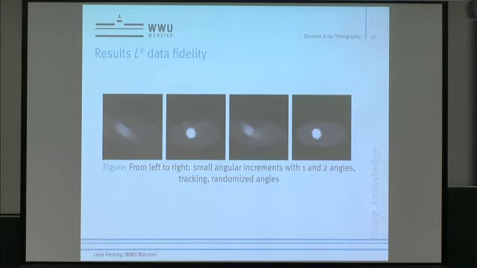Okay, now we also want to look at some results reconstructed with the L2 data fidelity. This is the same order here: intuitive approach, two angles, the tracking approach, and the randomized angle approach. And one thing one could see is that these results do actually look a little bit different, but the order of quality is basically the same. So again, the first one looks really bad, this one is a little bit better, the tracking approach is a little bit worse, but the randomized angle approach does look quite nice.